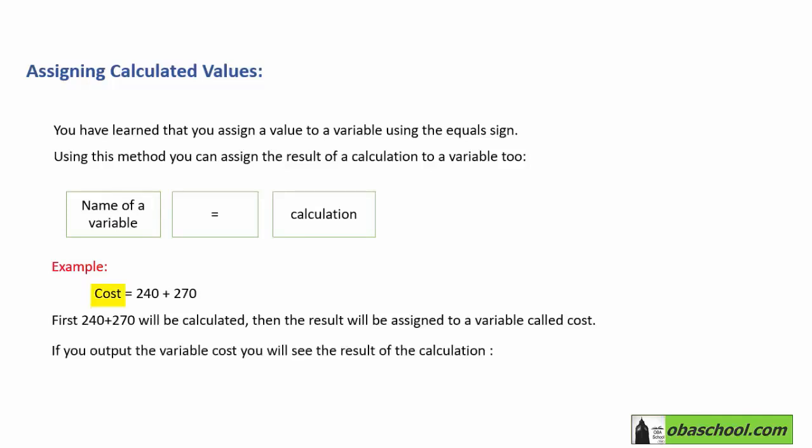If you output the variable cost, you will see the result of the calculation. So if we type print, the cost is, and then we put the variable cost, then this is the output that we will get on the screen. The cost is 510.